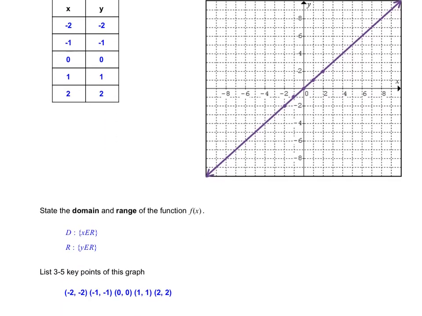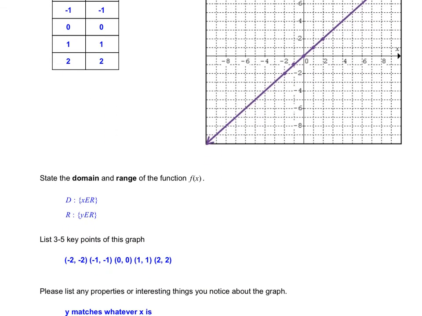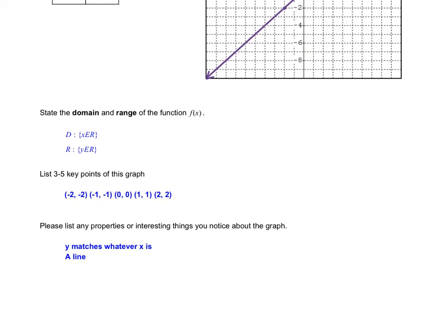Now for a line, our domain and range is infinite, so x is an element of all real numbers and y is an element of all real numbers. And for the key points, I just put those 5 points that we had in our table of values, but you could have also just used the middle 3 points from -1 to 1. Now for the properties, you might see more things that are interesting. These are the two main things that I wrote, which are that y matches whatever x is. So if x was 100, the y coordinate's 100, and that it's a line. And that's it for a line.